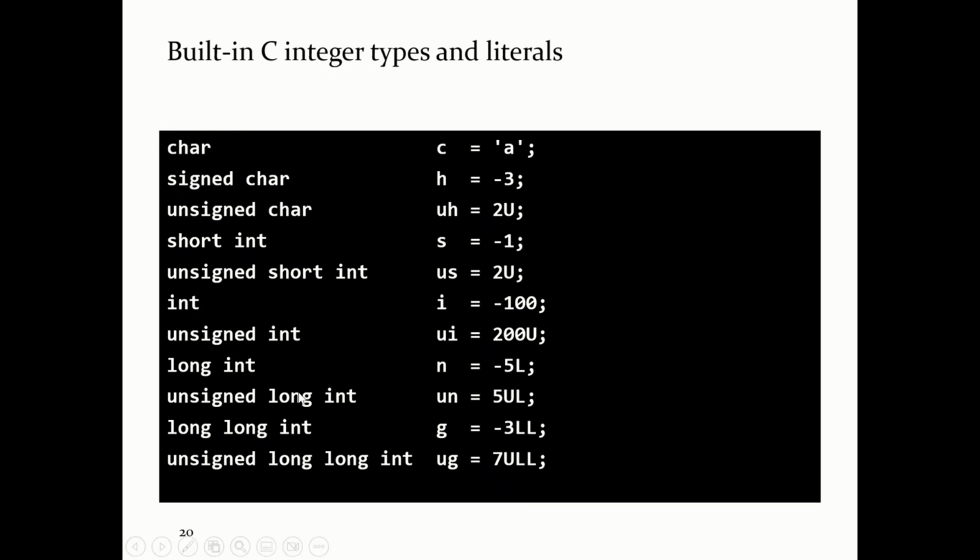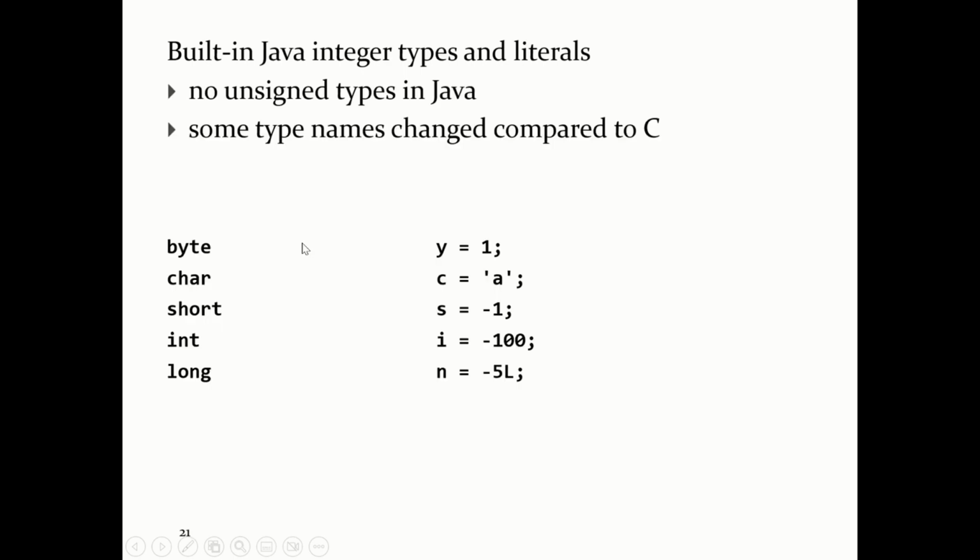C has all these other types as well: signed char, unsigned char, short int, and so on. These are all just variations of int. Java has fewer types. So these are all also integer types. There's something called byte. There's something called char. There's something called short. There's something called int. There's something called long.